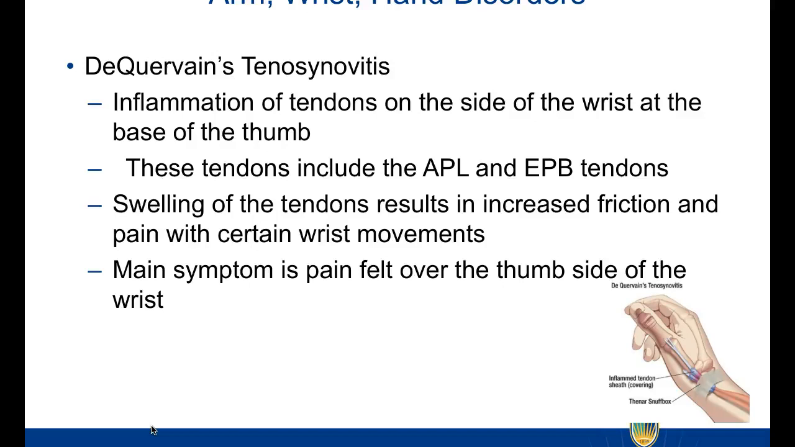De Quervain tendinosis may be caused by repetitive movement but is also associated with pregnancy and rheumatoid disease. It is most common in middle-aged women. The main symptom is pain. It's felt over the thumb side of the wrist and may travel up to the forearm. The pain is worse when forcefully grasping objects or twisting the wrist. A catching or snapping sensation may be felt when moving the thumb.